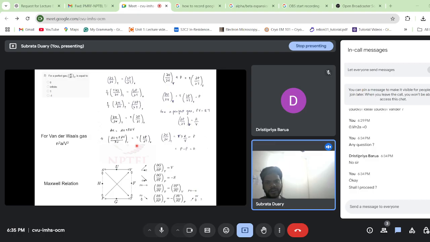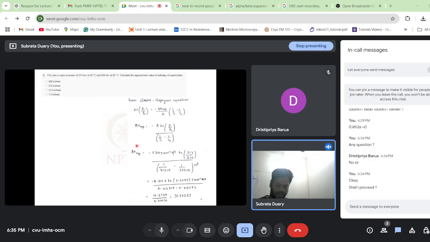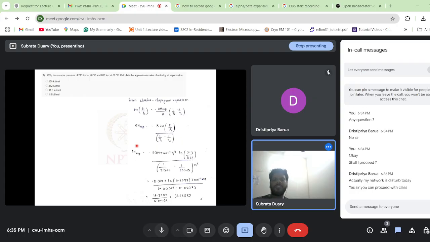Come to another question. This is a question that CCl4, you all know that CCl4 is a gas which has a vapor pressure of 213 torr at 40 degrees Celsius and 836 torr at 80 degrees Celsius. Calculate the approximate value of enthalpy of vaporization. So you know about this Clausius-Clapeyron equation.